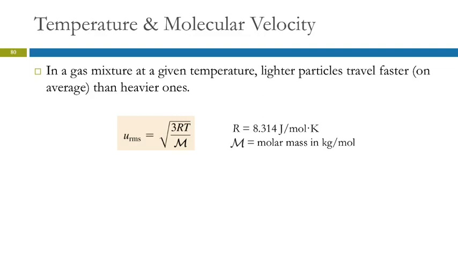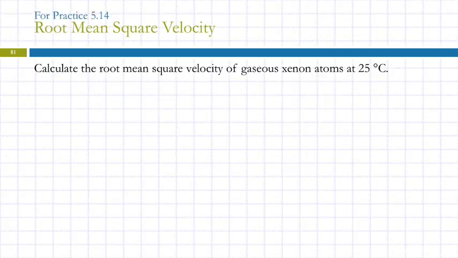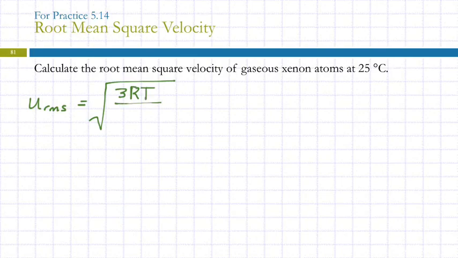So let's do an example. Calculate the root mean square velocity of gaseous xenon atoms at 25 degrees Celsius. So our equation is the root mean square velocity equals the square root of 3RT over this funky M. I got a new tip on my stylus and it's giving me fits.